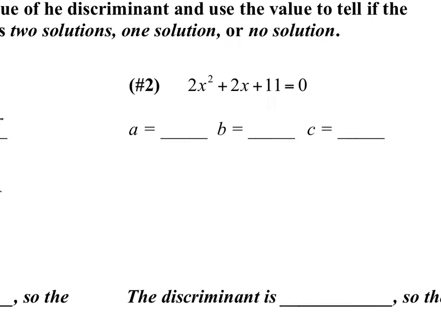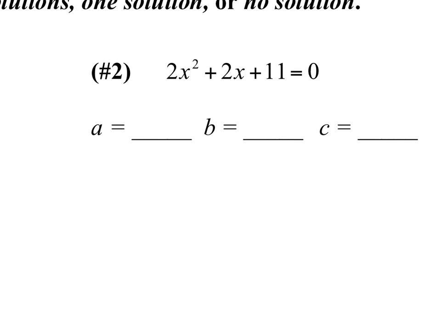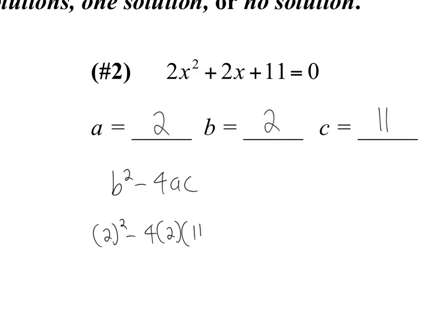All right, welcome back. So what's our A, B, and C for this one? Well, A is going to be 2, B is going to be 2, C is going to be 11. So we're plugging into b squared minus 4ac. So we have b squared is 2 squared minus 4 times a, which is 2, times c, which is 11.